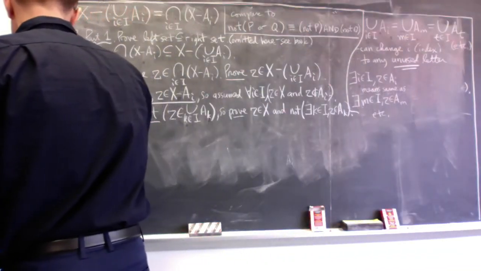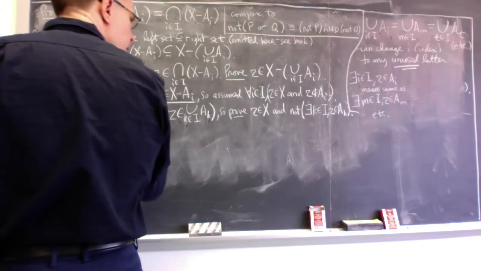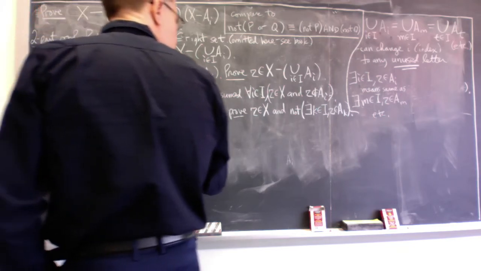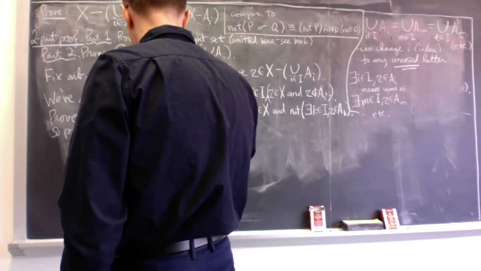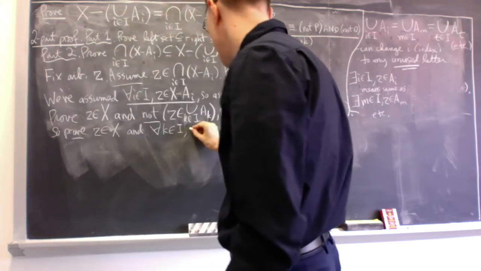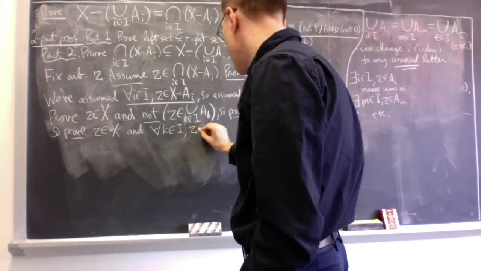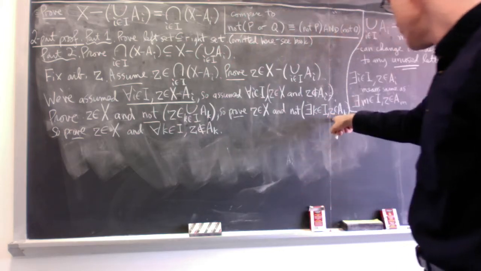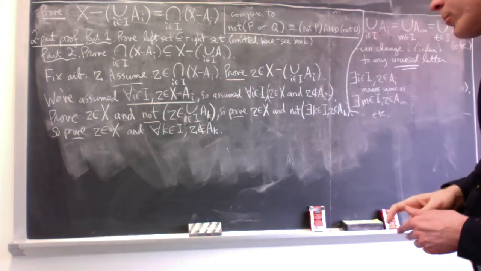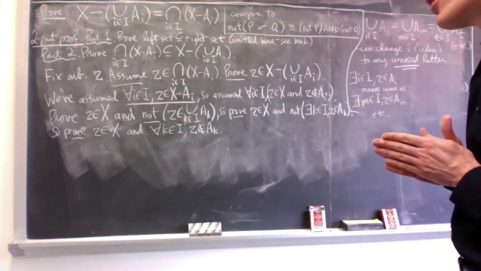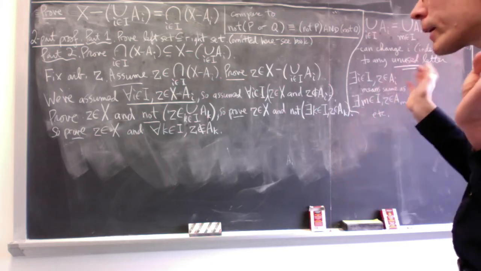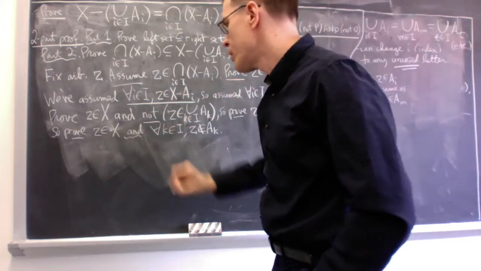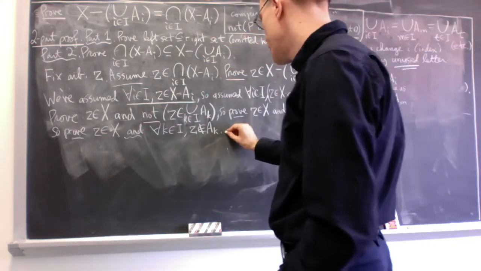So what we're really proving is that Z is in X, and for every K in I, for every index in I, Z is not a member of A sub K. So the not has now been sort of processed. All right, keep going. We've finally expanded enough stuff in the goal. The goal is now an and.